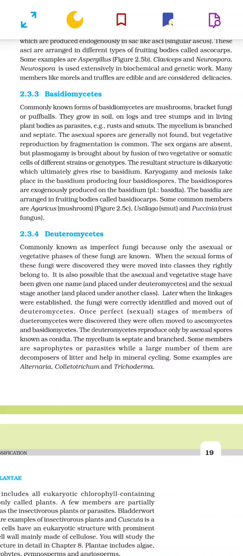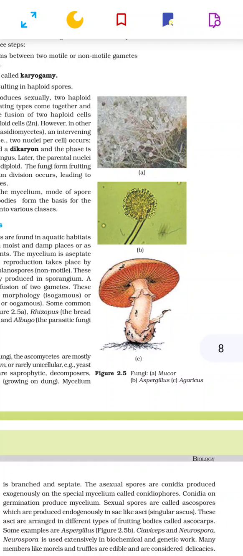The Deuteromycetes reproduce only by asexual spores known as conidia. The mycelium is septate and branched. Some members are saprophytes or parasites, while a large number of them are decomposers of litter and help in mineral cycling. Some examples are Alternaria, Colletotrichum, and Trichoderma. There are some in figure 2.5. Fungi: first, A is Mucor, second one is Aspergillus, and third one is Agaricus.